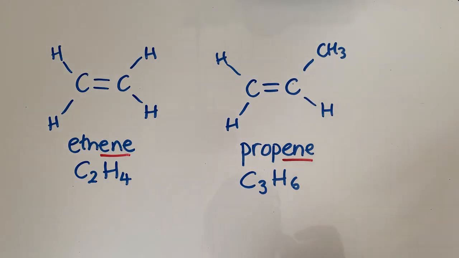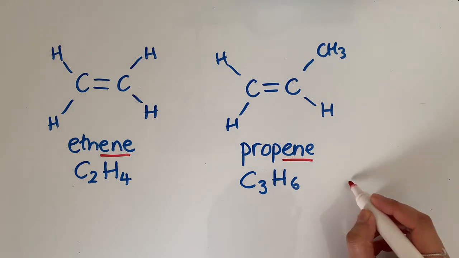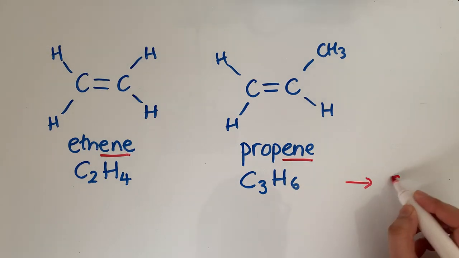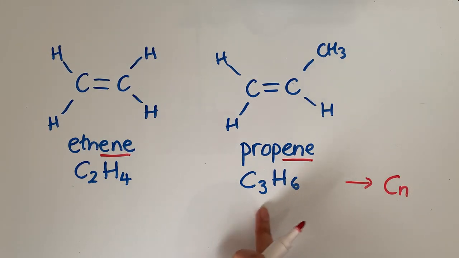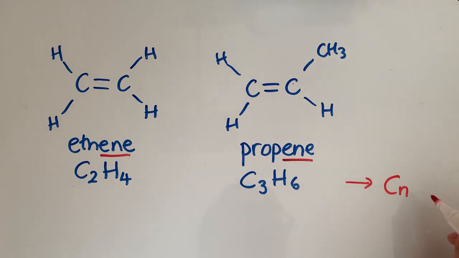Okay, if we look at the molecular formula, hopefully you can see that the general formula for these is Cn, and the number of hydrogens is double the number of carbons, so it's CnH2n. So this here is the general formula for alkenes.